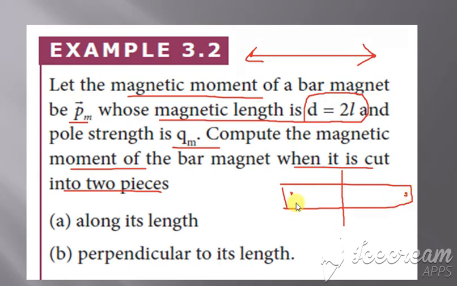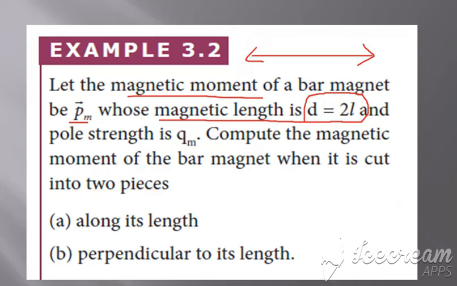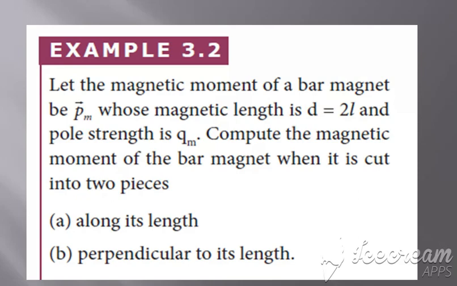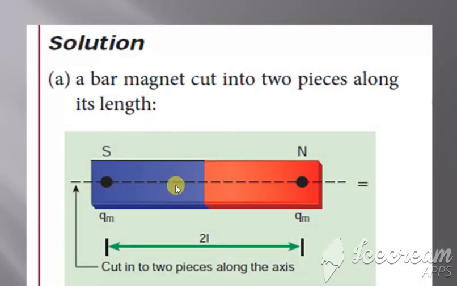So when you see here, these are all the pole strength, which is represented by Qm, and in the same way this is a pole strength, which is Qm, and the length between them is d, which is equal to 2L. We are going to apply these conditions when it is cut along the length and when it is cut perpendicular to its length, and find what happens to the magnetic moment. First, this is a magnet. We consider this a south pole and this a north pole, with pole strength Qm, and the length between them is 2L.